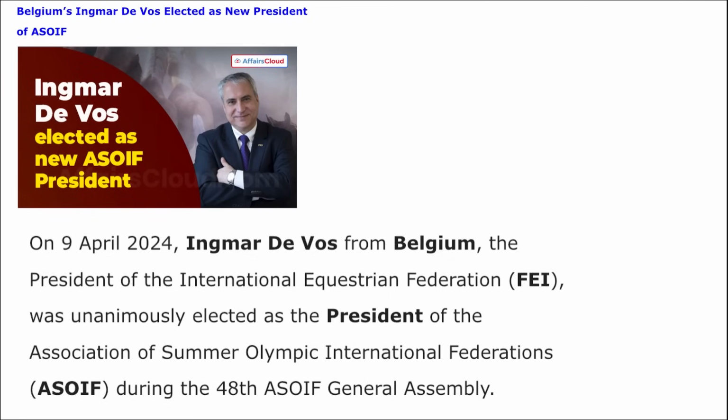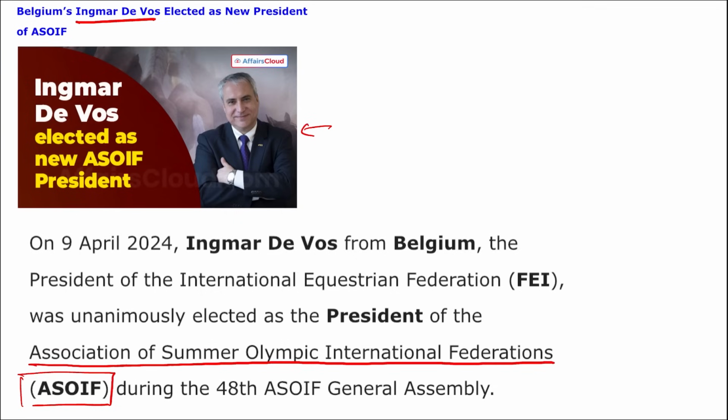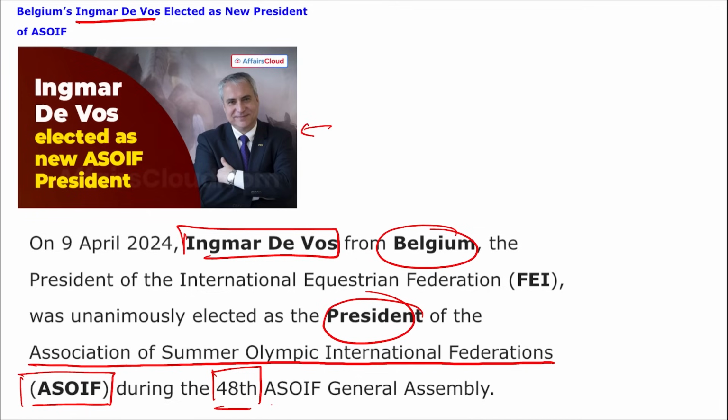Next remember, we are talking about Belgium's Ingmar De Vos. As you can see him in the picture, he has been elected as the new president of ASOIF. What is this ASOIF? It is Association of Summer Olympic International Federation. And who has been elected as the new president here? Ingmar De Vos. He is from Belgium, correct? And this was during the 48th ASOIF General Assembly.